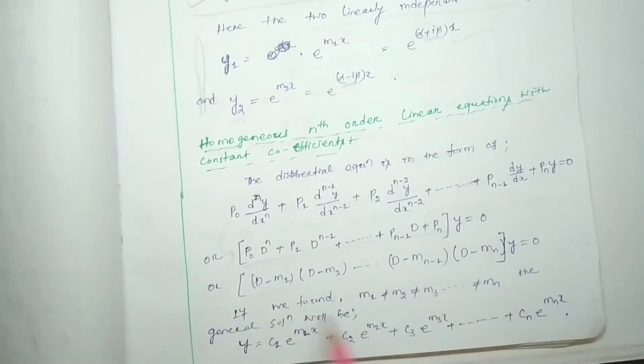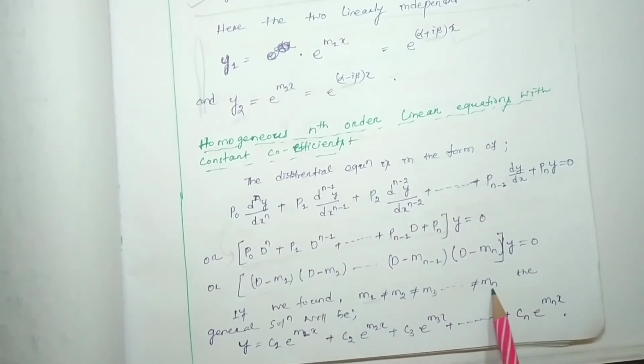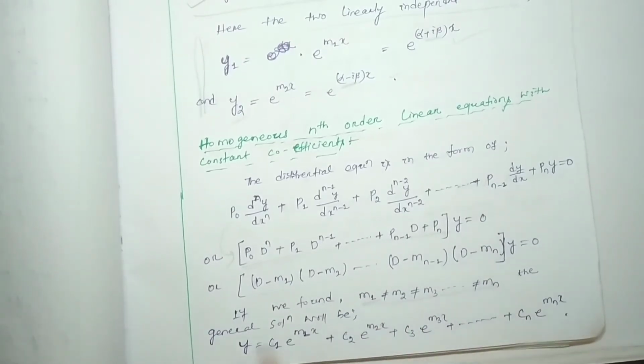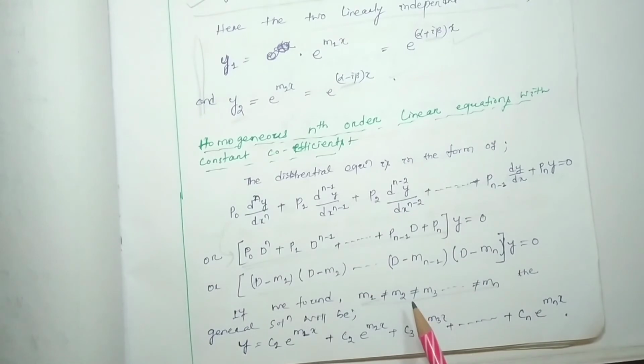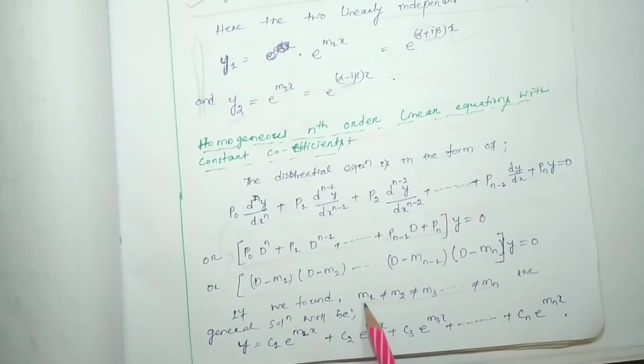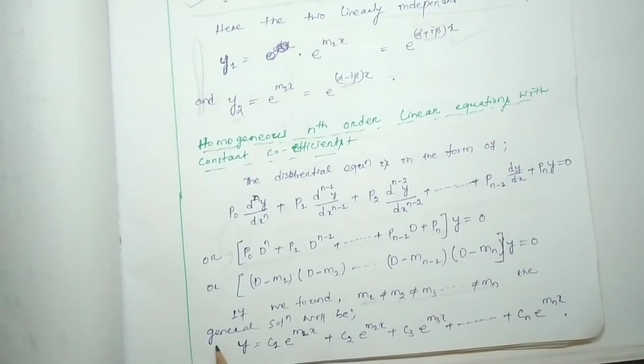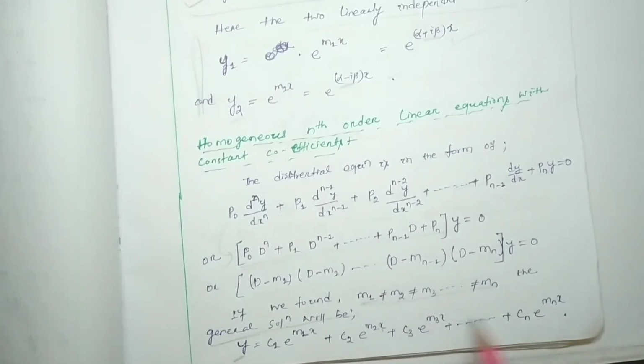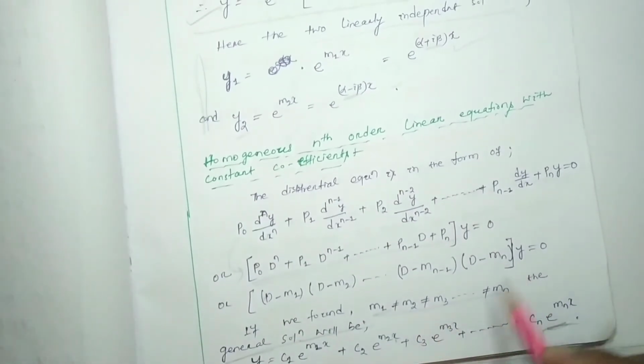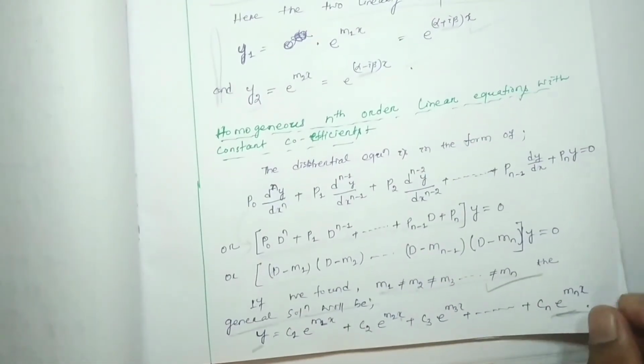So if the n roots, that is m1, m2, m3 up to mn, are all different, then the general solution will be nothing but a linear combination of the independent solutions. So what will the independent solutions be? y1 equals e to the power m1x, y2 equals e to the power m2x, like that. And the general solution will be the linear combination: y equals c1 e to the power m1x plus c2 e to the power m2x plus c3, like that. So this will be the general solution if all the roots are different.